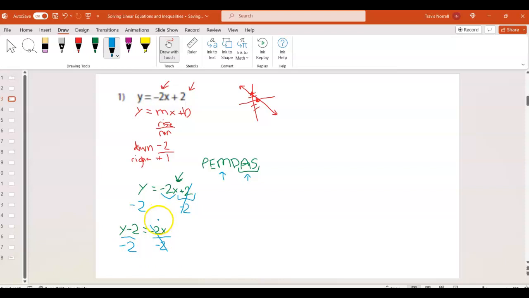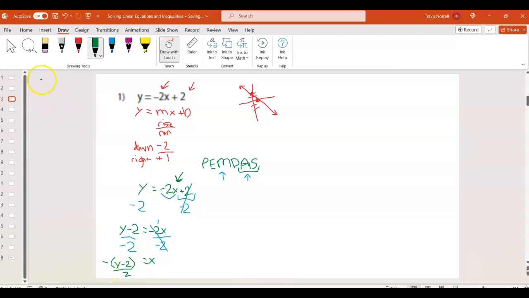Negative 2 will go into negative 2 one whole time. And 1 times x is just 1x. 1x can be just written as x. So now you have y minus 2 divided by negative 2. Or we could put that negative in the numerator. We could say negative y minus 2 divided by 2.